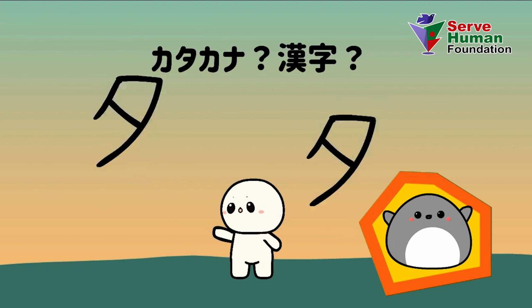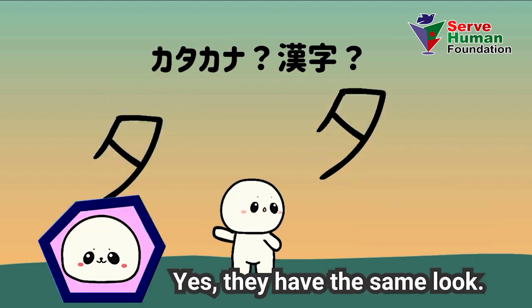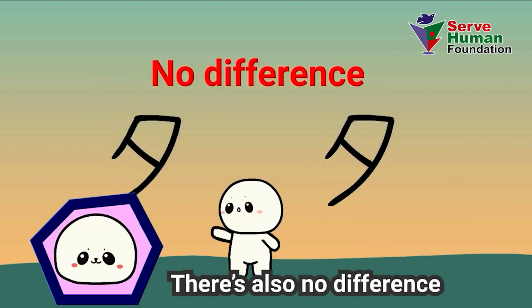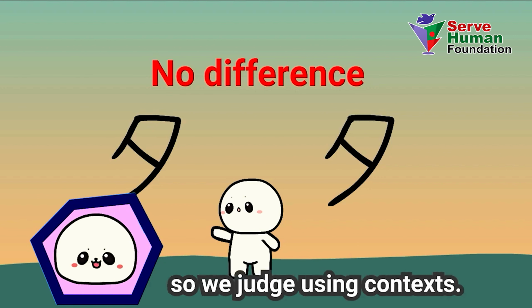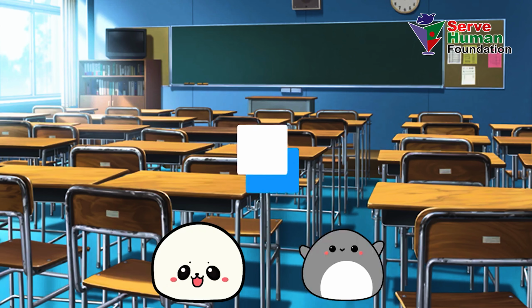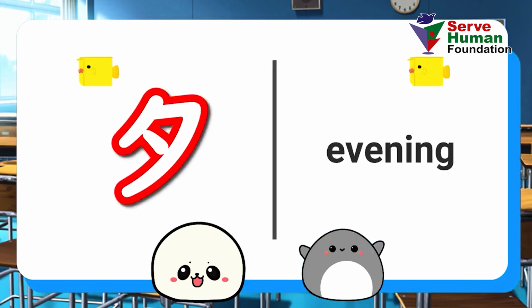Moon-chan, it looks like katakana ta. Yes, they have the same root. There's also no difference as to how you write it. So, we judge using context. Then let's learn the definition.